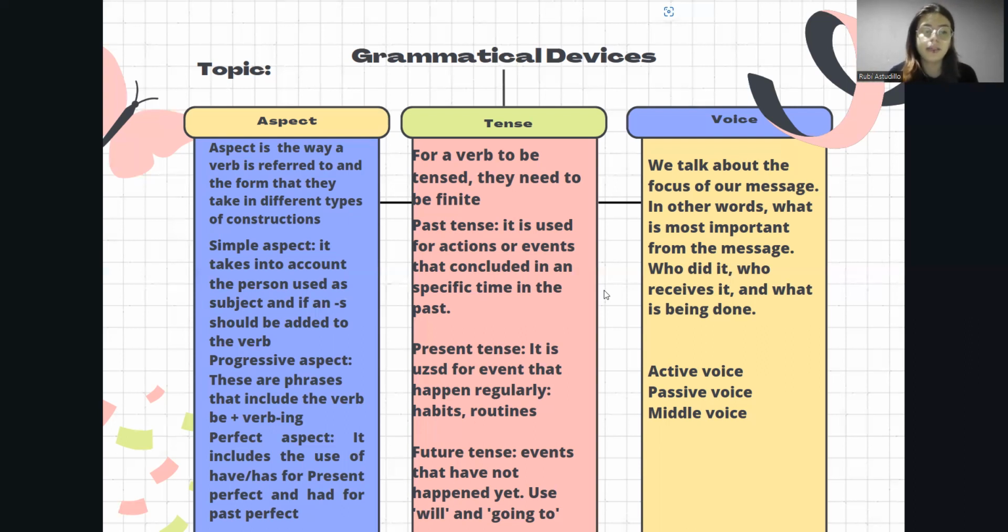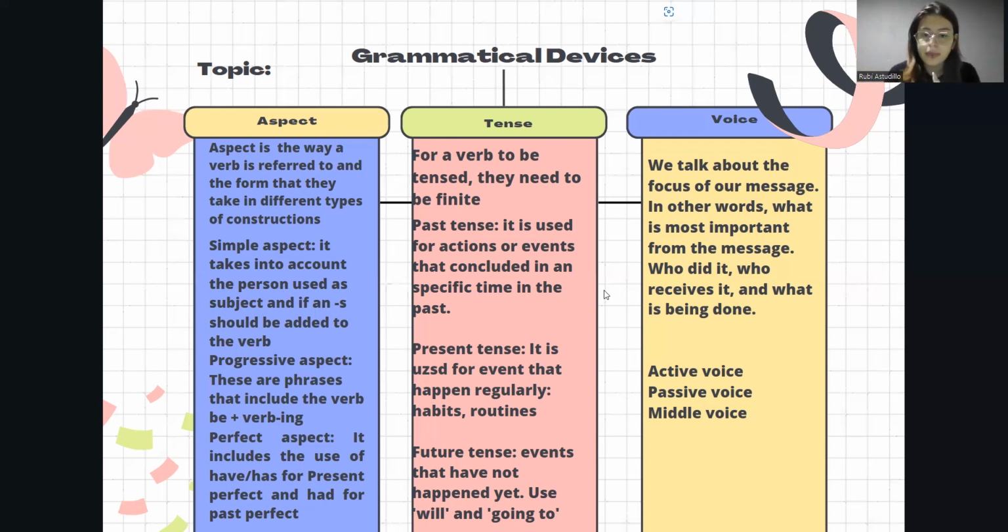Another one is progressive aspect. These are phrases that include the verb be plus verb and ing. For example, she is, the verb to be in this case, walking. We have walking, which is walk plus ing. She is walking in the park.